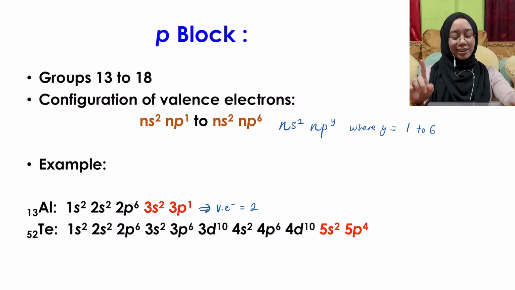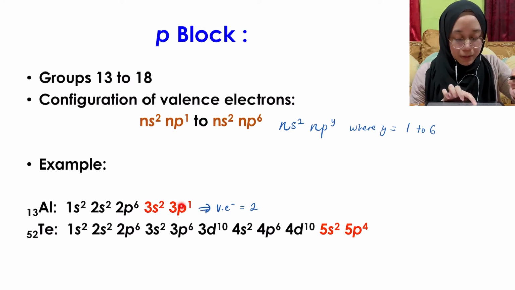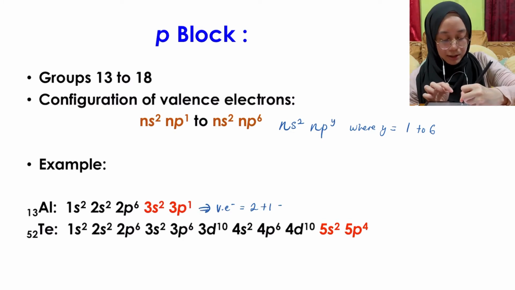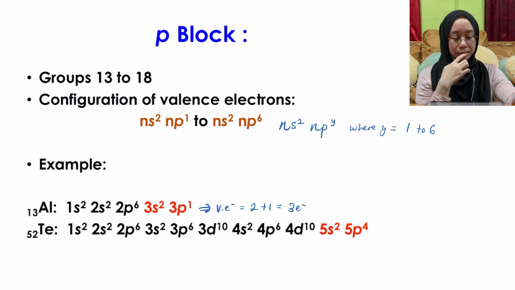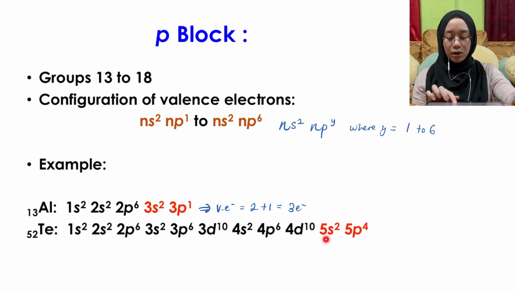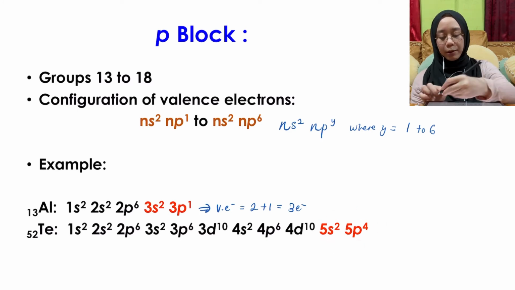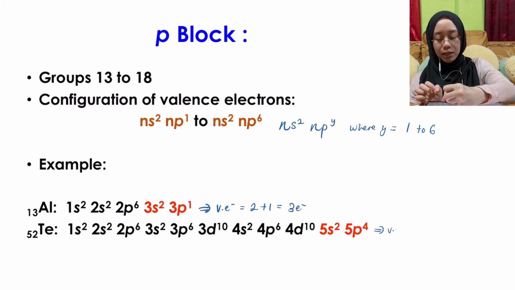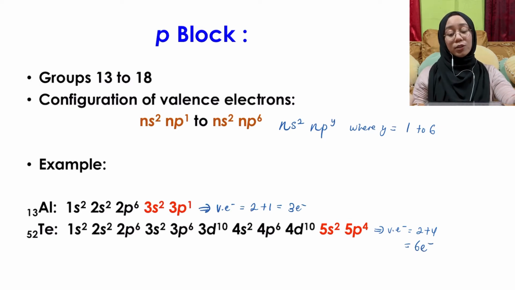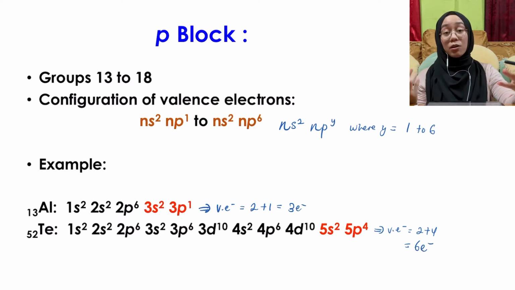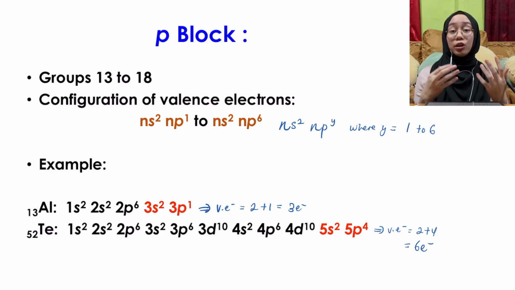Okay, and then kita ada 1 elektron dalam 3p pula. Maksud ada 3 elektron kat sini in total. Okay, and then untuk kita punya tellurium ni pula, so kalau kita tengok kat sini 5s2 5p4, bermaksud the valence electron yang ada dekat sini adalah 2 tambah 4, so we get 6 electrons. Okay, so that's how you identify the number of valence electron from the electronic configuration.